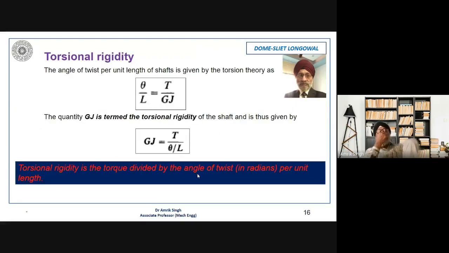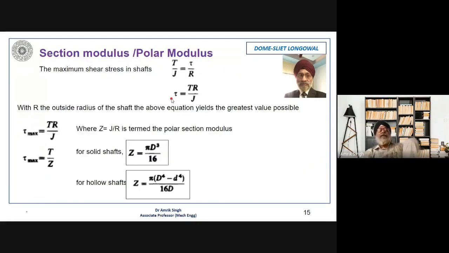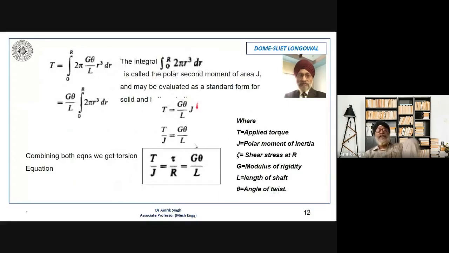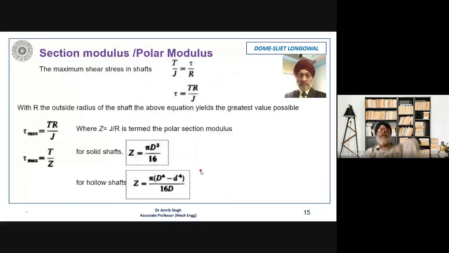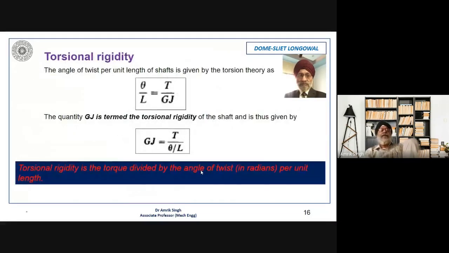Now what is the torsional rigidity? It is an important parameter. It is defined as the angle of twist per unit length of the shaft, and by the formula we can find out theta upon L is equal to T by GJ. If you see the formula, tau by J is equal to G theta upon L. So we have used this part of the equation and we have come out. Now this GJ is known as the torsional rigidity.